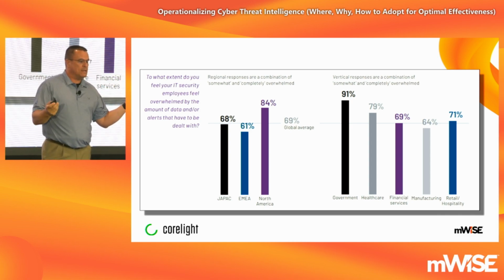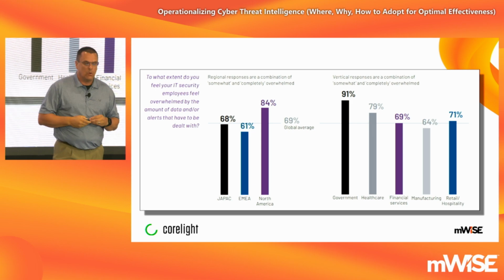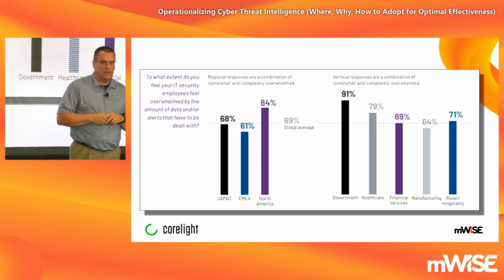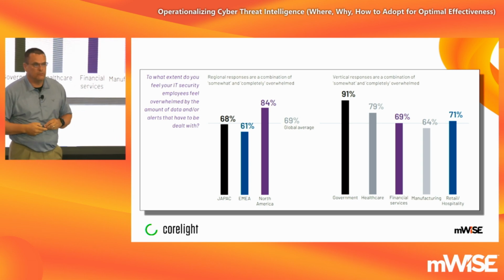If you look at overwhelming alert fatigue, North American respondents were most at risk of burnout. And when you look at the individual verticals, government was actually most likely to feel overwhelmed.